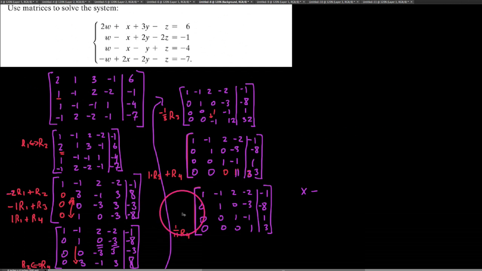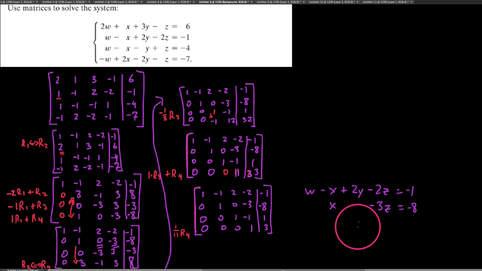So that would mean that we have really 1w minus x plus 2y minus 2z is -1. Our next equation, we would have had x minus 3z is equal to -8. Our next equation, we would have had y minus z equals 1. And our last equation, we'd have z equals 3.